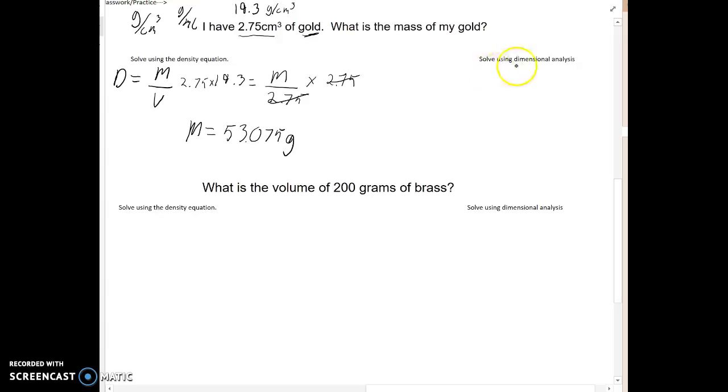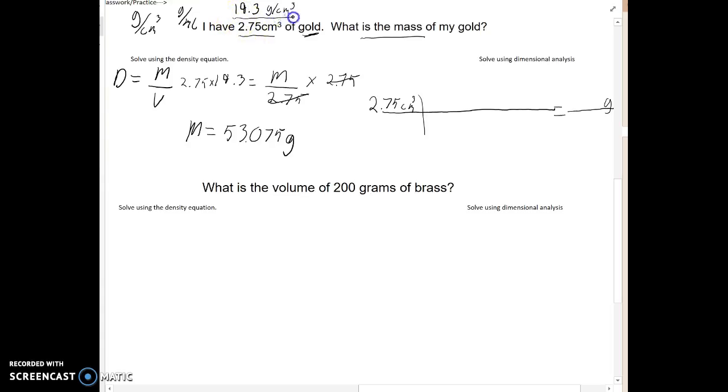The other thing I need to be able to do is use dimensional analysis to solve this same problem. So I'm going to use my dimensional analysis steps the same way that we've done before. So dimensional analysis setup. What is this question asking me for? It wants to know what is the mass, so my unit of mass is grams. I'm going to start with my given. I only have one given, so that makes that easy, 2.75 centimeters cubed. Now, I need to convert from centimeters cubed or volume to mass or grams. So I need a conversion factor to do that. And that conversion factor comes from density.